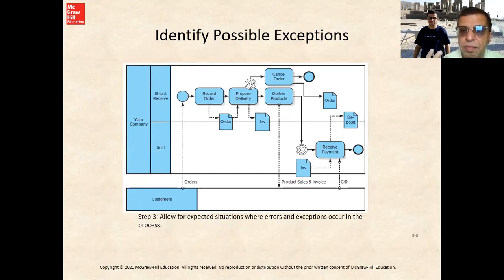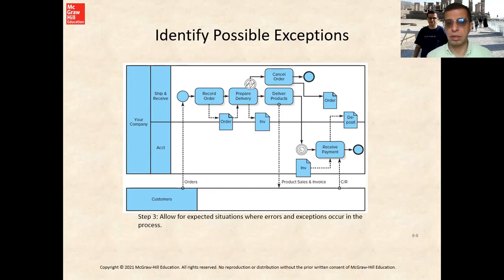Then you need to identify possible exceptions within this flow. You might be saying, well, order delivered, but there were some damages in return. You need to look at these exceptions. What's the process of these exceptions happening? So let's assume the customer sent the order, does the flow allow for the expected situation where an error or exception occurs in the process, basically.